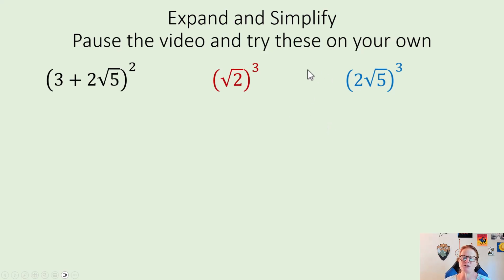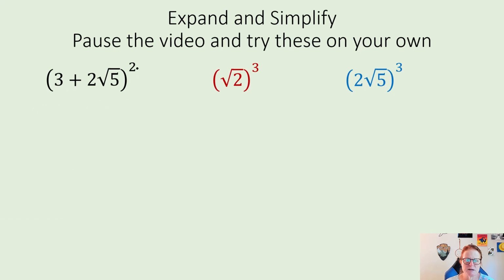So what I want you to do is pause the video and try these on your own. I'm not going to go through a lengthy explanation on these. Actually, I will on the square root of 2 to the third power. I'm sorry, I forgot these go to 3. Go ahead and try this first one using FOIL, 3 plus 2 square root of 5. I'll set it up for you here so that you understand what you have to do.